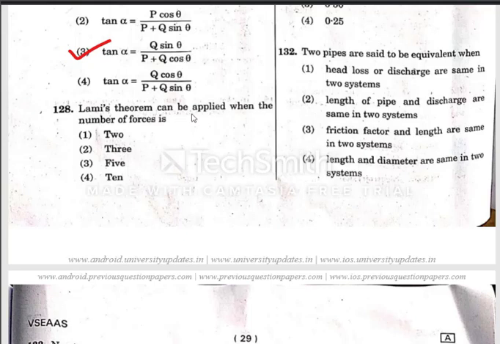And the next question: Lami's theorem can be applied when the number of forces is 3. So 3 is the correct answer for this question.